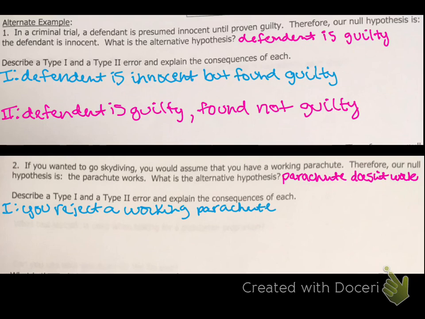So you reject a working parachute. Okay? So what could happen? You just lose money for the trip, right? You paid money to go skydiving. You say, hey, I don't want this, even though it was working, so you don't skydive, and so you paid money for nothing. That's a consequence.